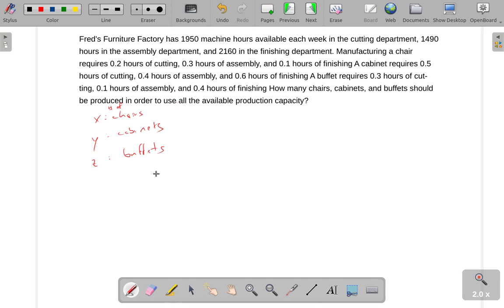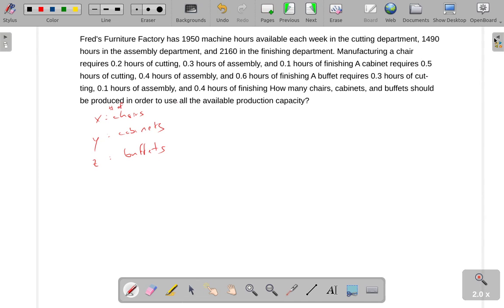So, again, this makes a good choice for our variables because, first of all, these are distinct numbers. They're one chair, two chairs, three chairs, or something like that. It's not ambiguous at all. Secondly, and most importantly, these are the things that we're actually looking for in this question. It's asking how many of these things can be made, or should be produced, in order to use all available production capacity.